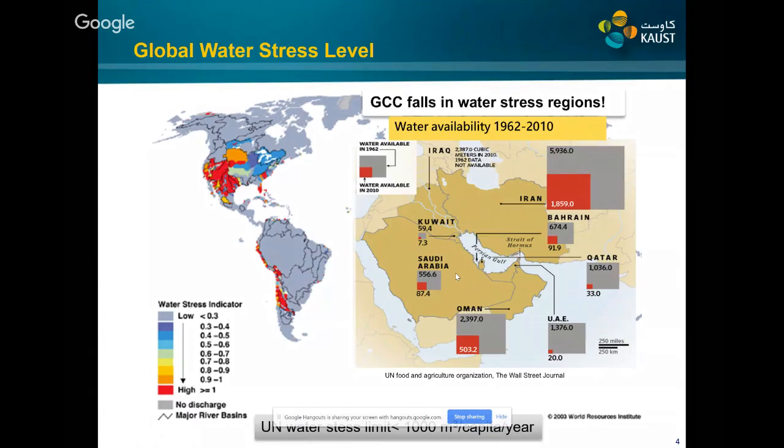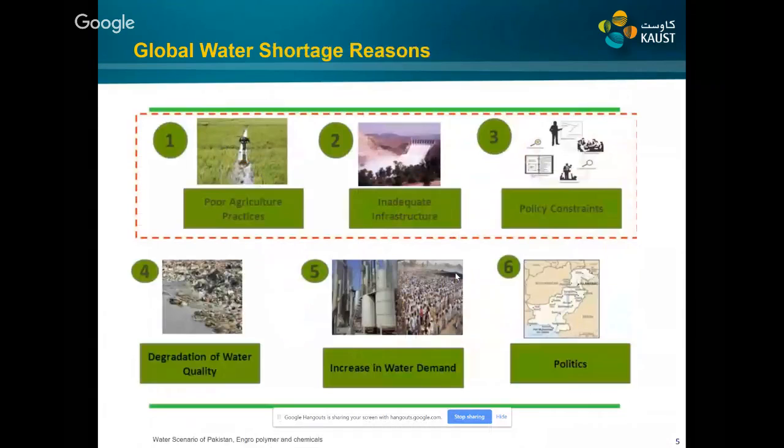The reason is that there is almost no rainfall, and the groundwater is mostly used for agriculture purposes. And what are the reasons for this water shortfall? We can see that the major reason is poor agriculture practices, because more than 70% of the water is utilized for agriculture. The second reason is inadequate infrastructure. Most of the time, in countries where there is enough rainfall, they cannot capture the water properly, and it goes to the sea or other areas where it cannot be reused.